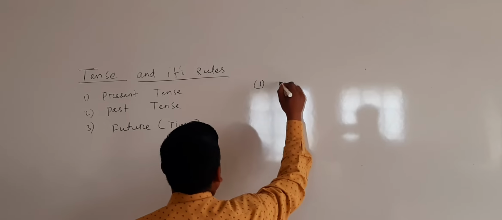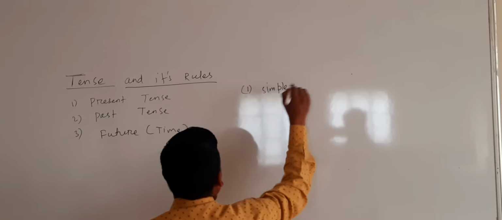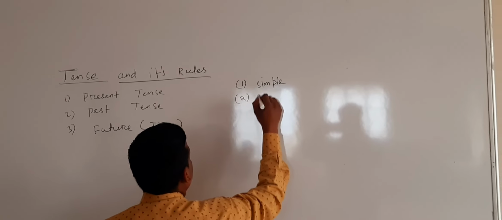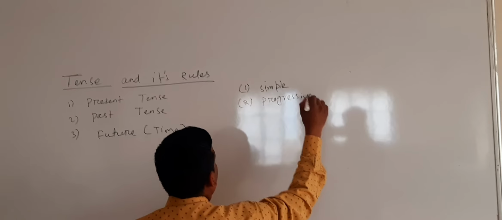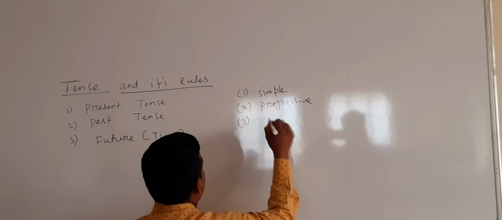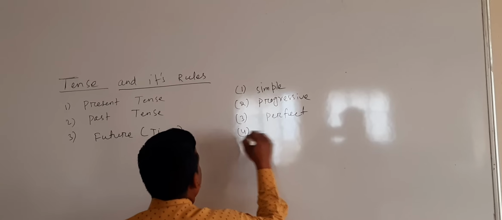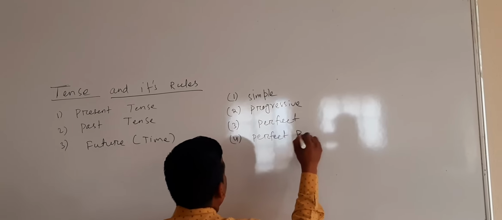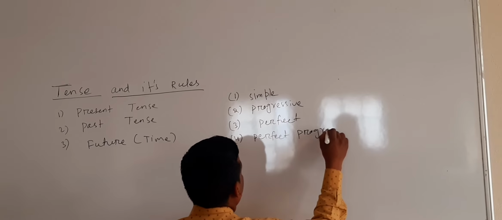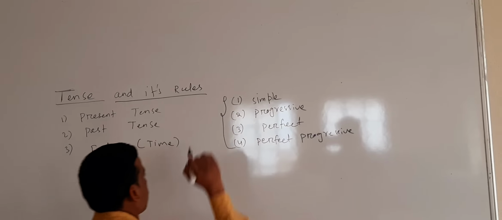Each tense has four forms. The forms are: first one is the simple, second one is the progressive, third one is the perfect, and fourth is called perfect progressive. Each tense is divided into these four forms.